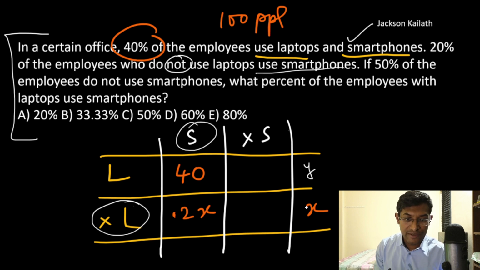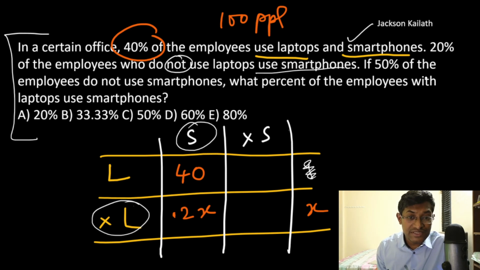So again, over here, let's just continue. We have taken the number of employees who don't use laptops as X, and 20% of that X is people who use smartphones. That's what's given over here. Okay, now let's continue. Again, notice the key over here is to convert the information given to you into a diagram. Let's proceed.